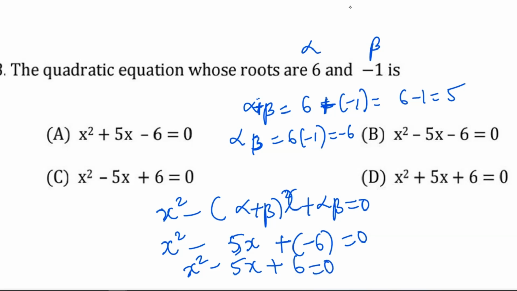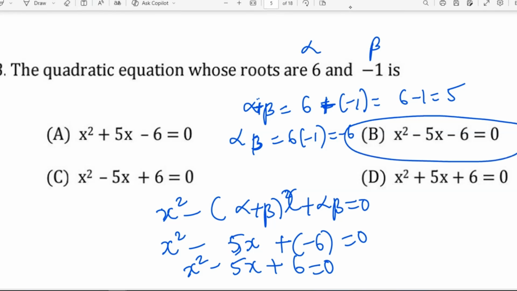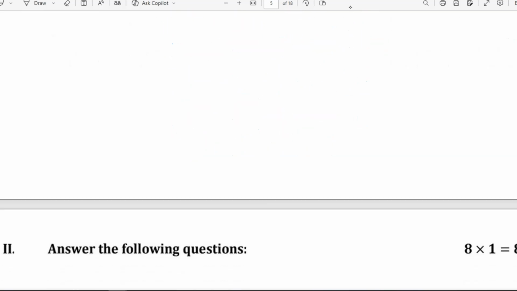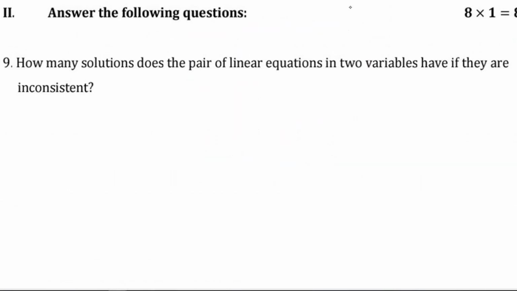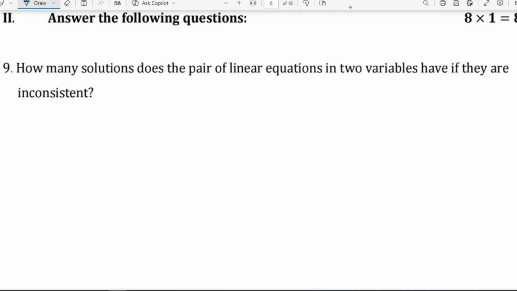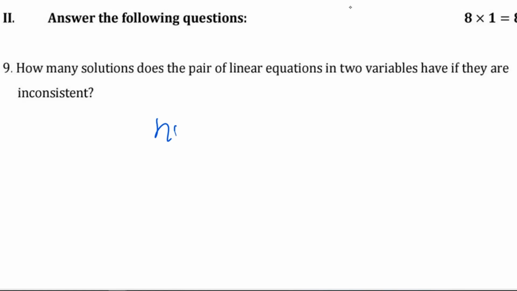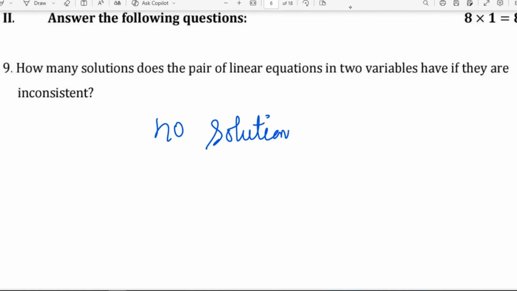So which is that answer? x square minus 5x minus 6, that is your option B. B will be the correct answer for the given question. Moving on to the next question: how many solutions does a pair of linear equations in two variables have if they are inconsistent? There are no solutions if it is inconsistent.